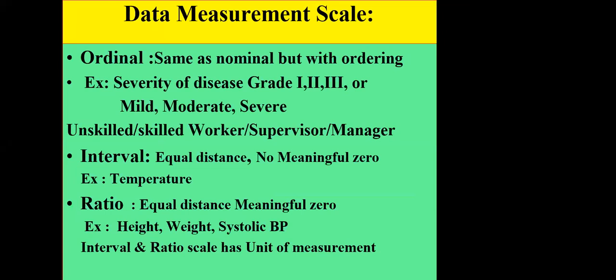Say for example, in any office you can see the designation of the people in the office may be either peon, clerk, supervisor, manager, managing director, secretary, chairman. So there is an ordering. When we measure the disease, we may ask whether it is mild, moderate, severe. In a factory, we classify the employees as unskilled worker, skilled worker, supervisor, manager, etc. So there is a sort of ordering in this measure.